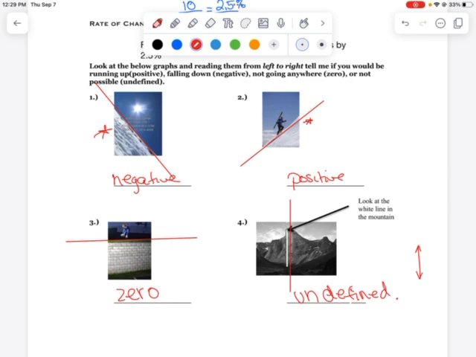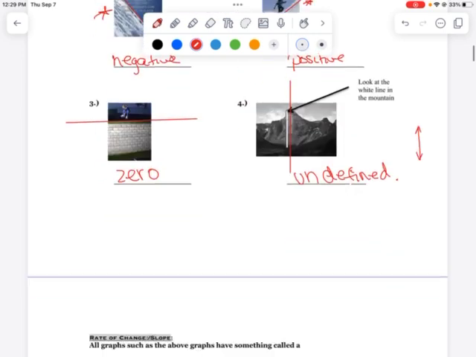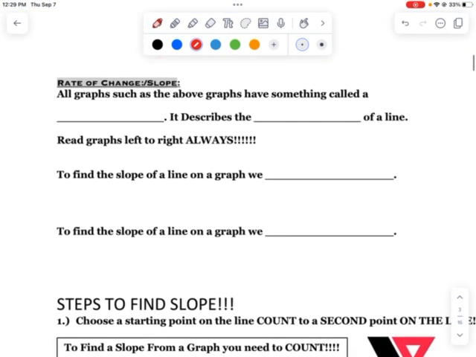So when we're describing slopes of lines, we're going to have one of these types of slopes, either a negative slope, a positive slope, a 0 slope for a horizontal line, or an undefined slope for a vertical line. So let's practice with some of this. We'll fill in some notes here.